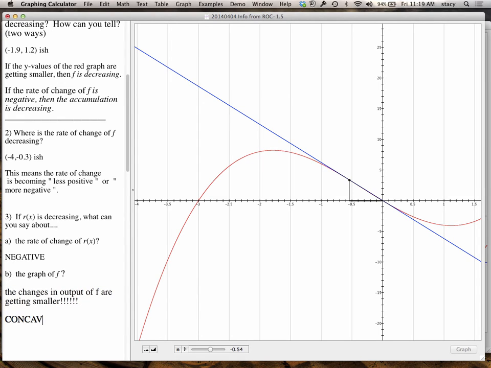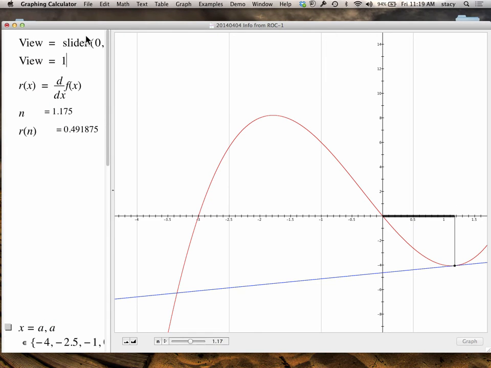All right, so we have a name for this. It is concave down, okay? But I don't want you to just memorize that word. That phrase, concave down, in and of itself is meaningless, okay? What does it mean? It means that the changes in the output of f are getting smaller, okay?